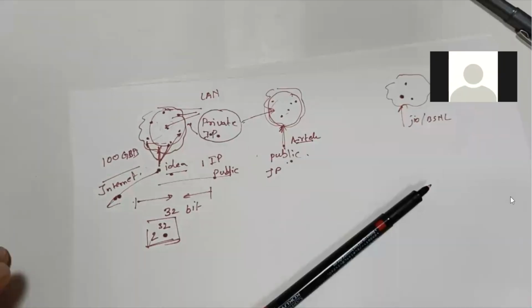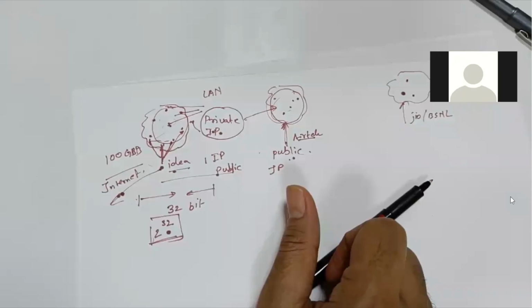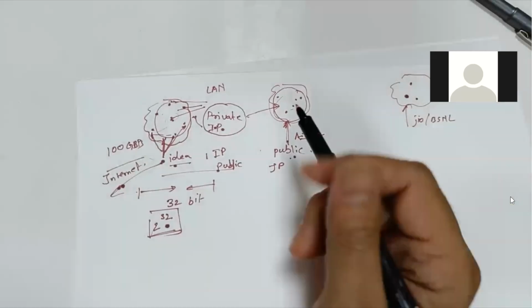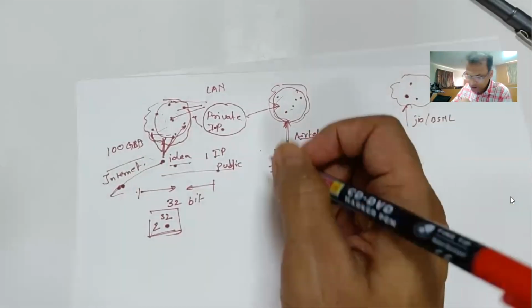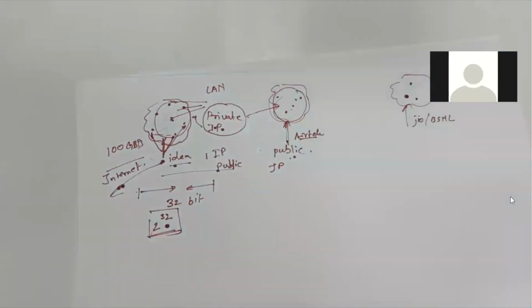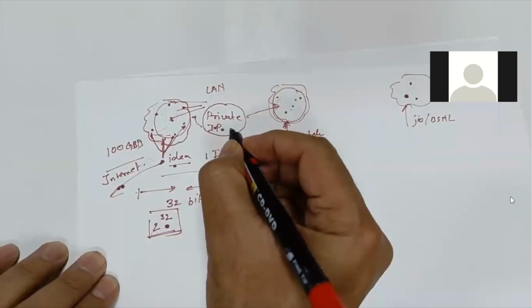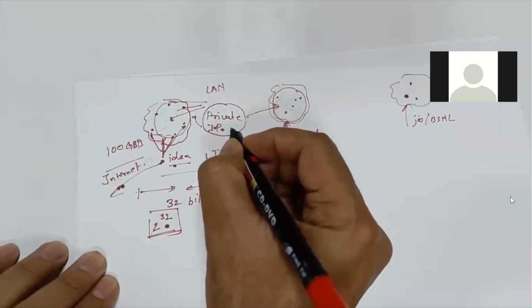So, for every private IP address, we can have about 2 to the power 32 different machines connected to it. 32 different machines. Sorry, can you please repeat? So for every private IP address, we can have up to 2 to the power 32 different machines connected. No, no, no.